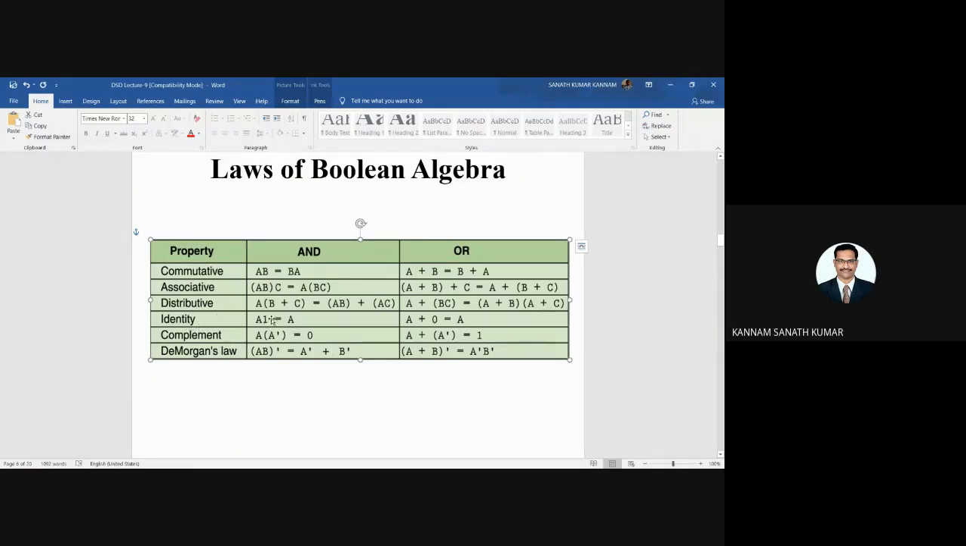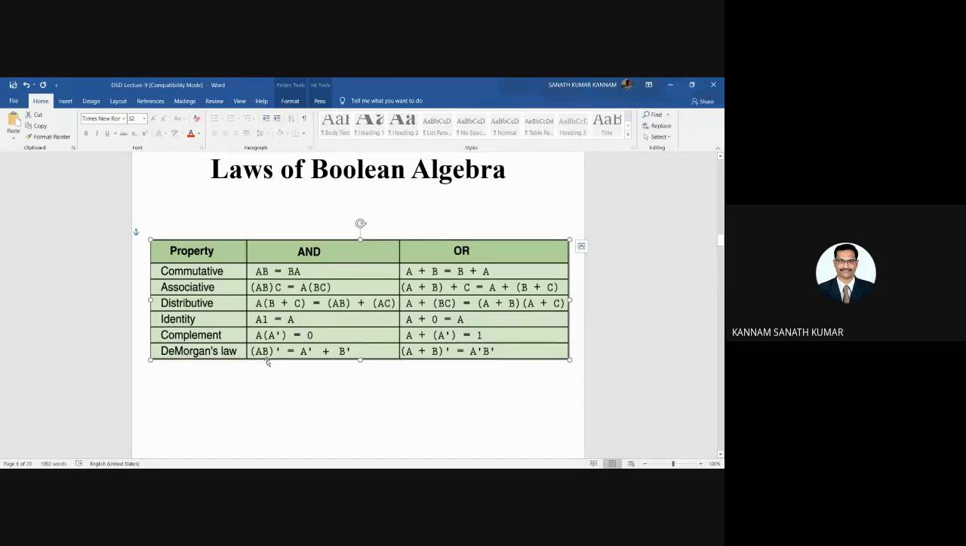And identity law, if you see, A into 1 equal to A. A into 1 equal to the input itself. That means when you are multiplying any input with 1, you are getting the output as the input itself. And A plus 0: when you are adding 0 to any input, you get the input itself. That means A plus 0 equal to A. Complement: A into A dash equal to 0. That means multiplication of the true value and the complemented value gives 0. When you are adding the true value and the complemented value, you are getting 1. A plus A dash equal to 1.